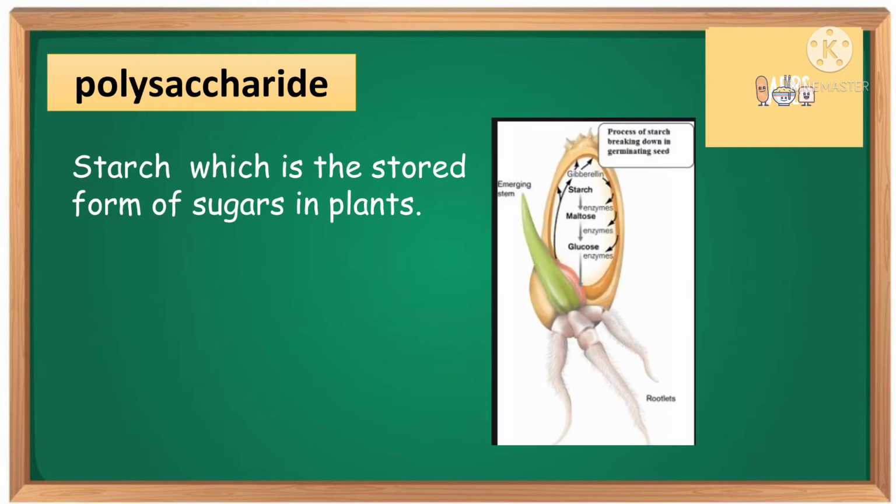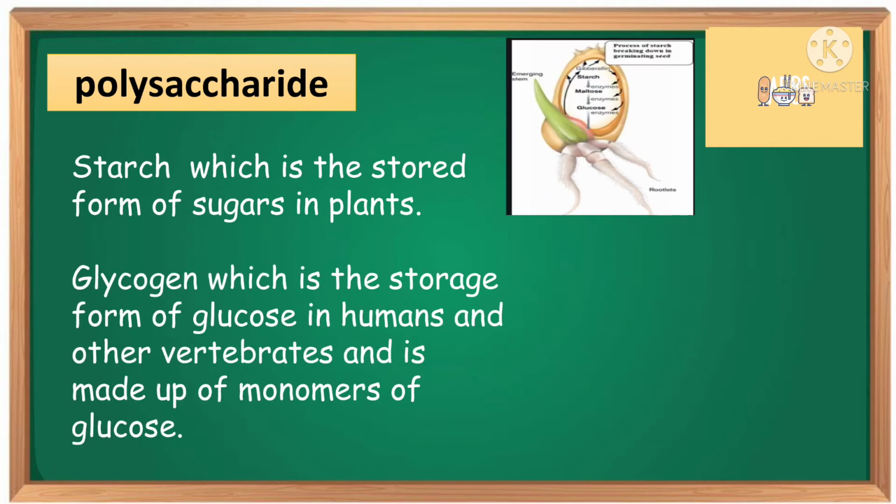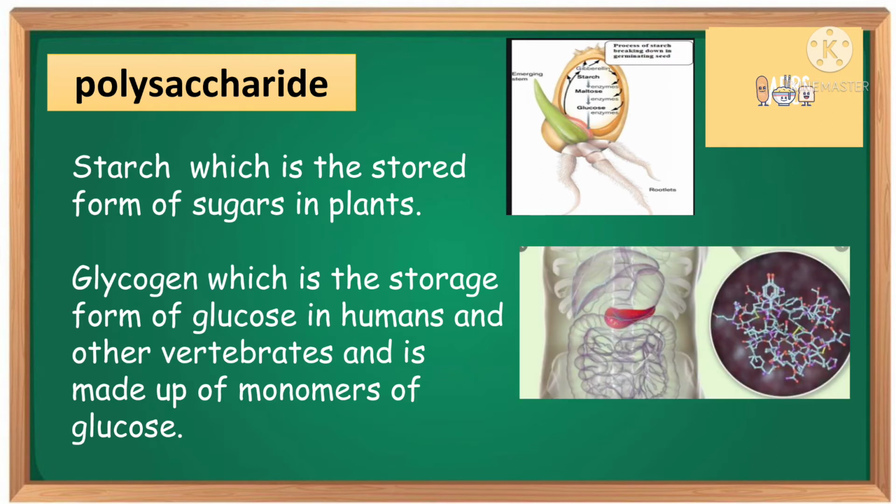Starch in the seeds provides food for the embryo as it germinates and can also act as a source of food for humans and animals. The next example is glycogen, which is the storage form of glucose in humans and other vertebrates, and it's made up of monomers of glucose. It is the animal equivalent of starch, and it's a highly branched molecule, usually stored in liver and muscle cells.